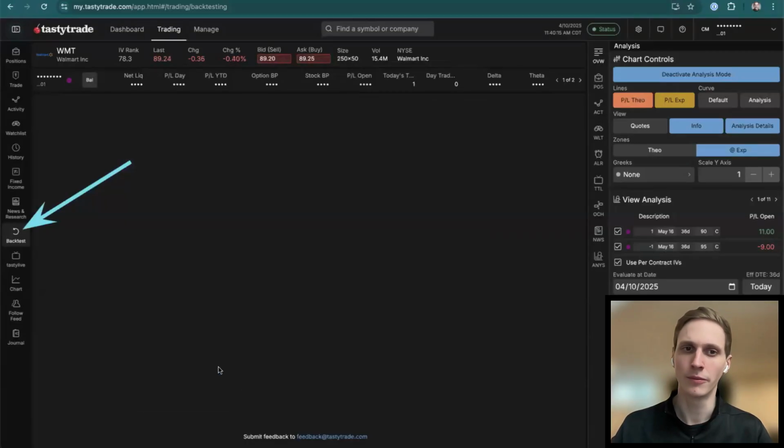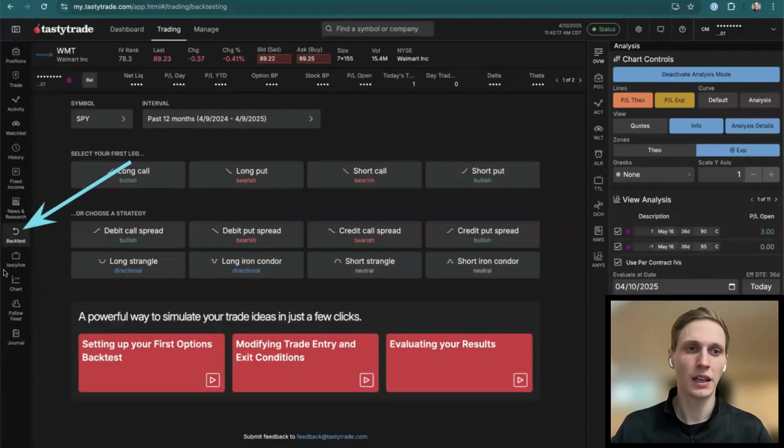And there's a quick agreement here. We'll get through that. And what's nice is that we do have some nice tutorials in our backtesting tool in terms of setting up your backtest and what some of these different metrics mean.